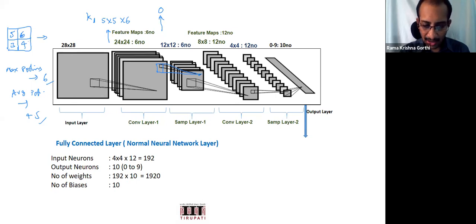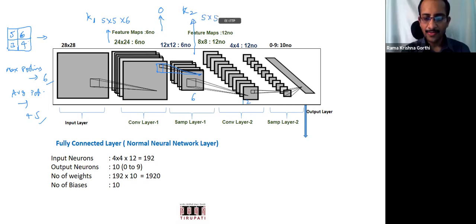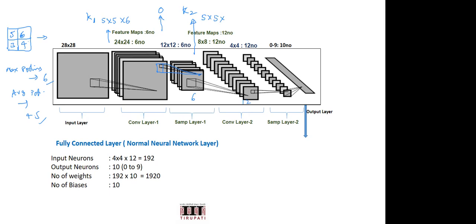From this layer to this layer, there are 6 maps, and here we have 12 maps. Here to here, what are all the learnable parameters? K2, let us denote it. The learnable parameters will be 5 cross 5 cross 6 cross 12.